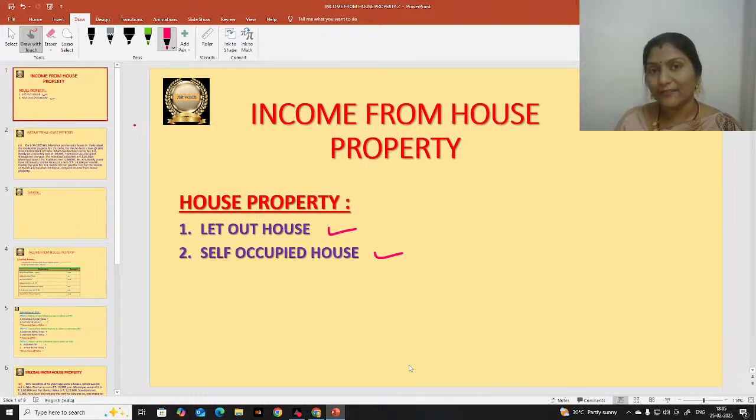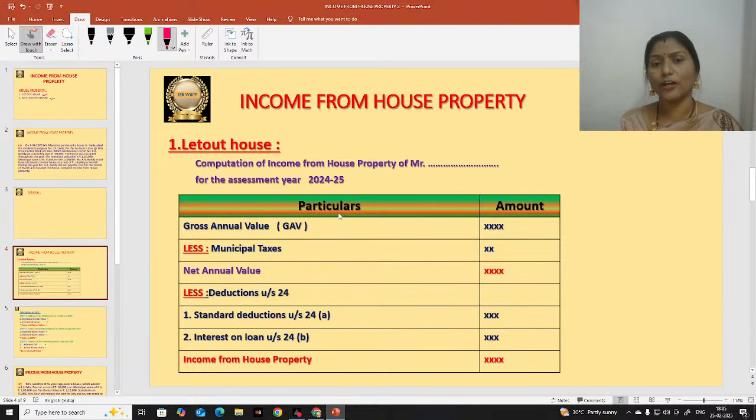Already in the previous live class I discussed a few problems under let out house, but now there are some other rules to discuss in these problems. If you want to do any let out house problems, first of all you should know the format. Here I will show the format, then we will go to problems. This is the format we follow whenever we calculate let out house property income. On the top we should give the heading. For every problem heading is compulsory.